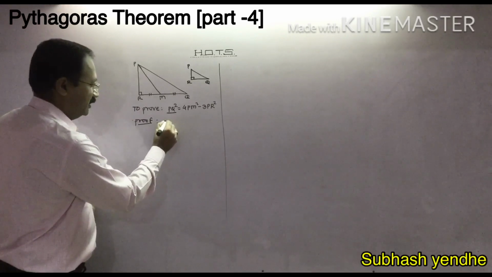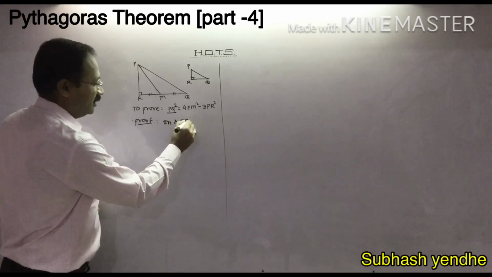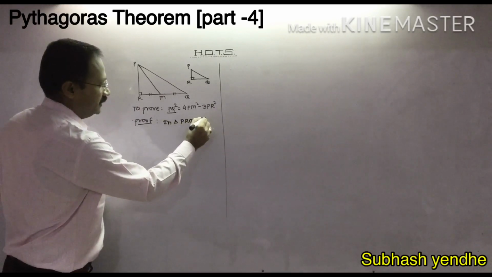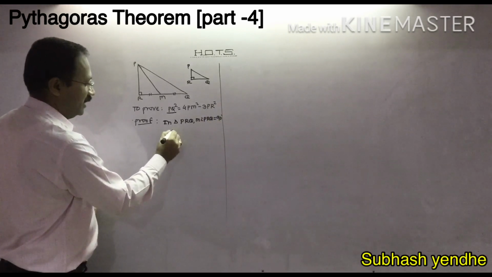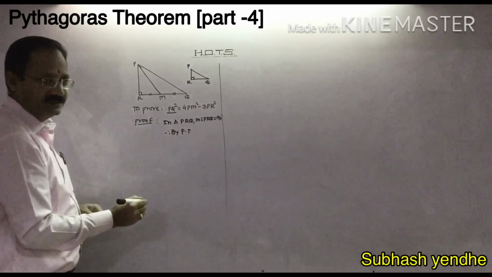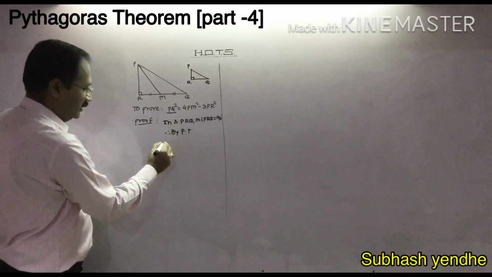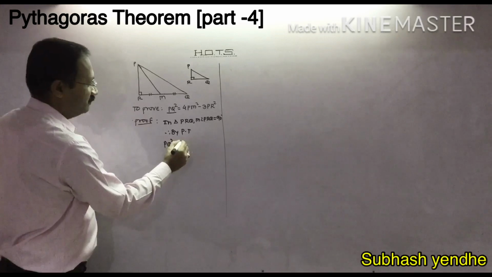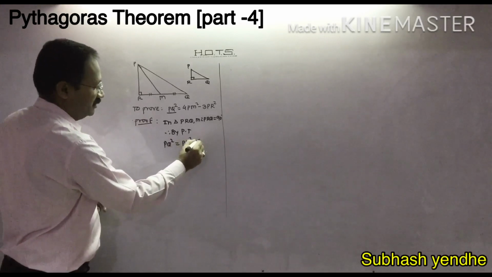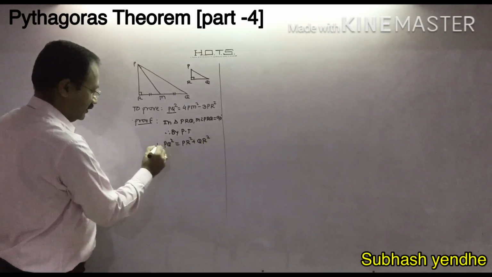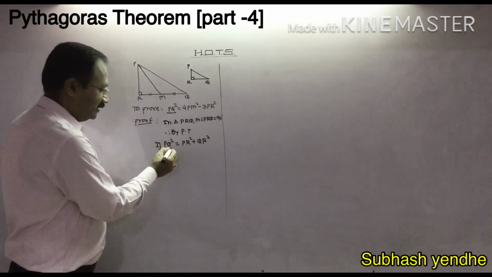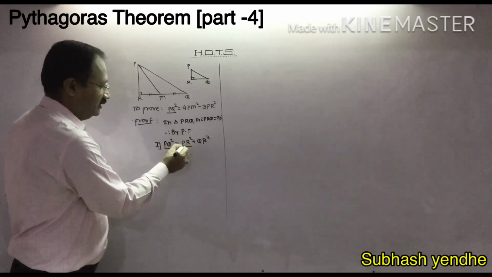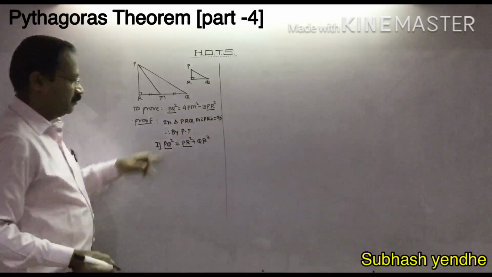So what do you have to write? In triangle PRQ, measure of angle PRQ equals 90. Therefore, by Pythagoras theorem, the side opposite to 90 is called the hypotenuse. PQ square equals PR square plus QR square. Give it number 1. So I am happy because I got the PQ and I even got the PR. Now what do I need?